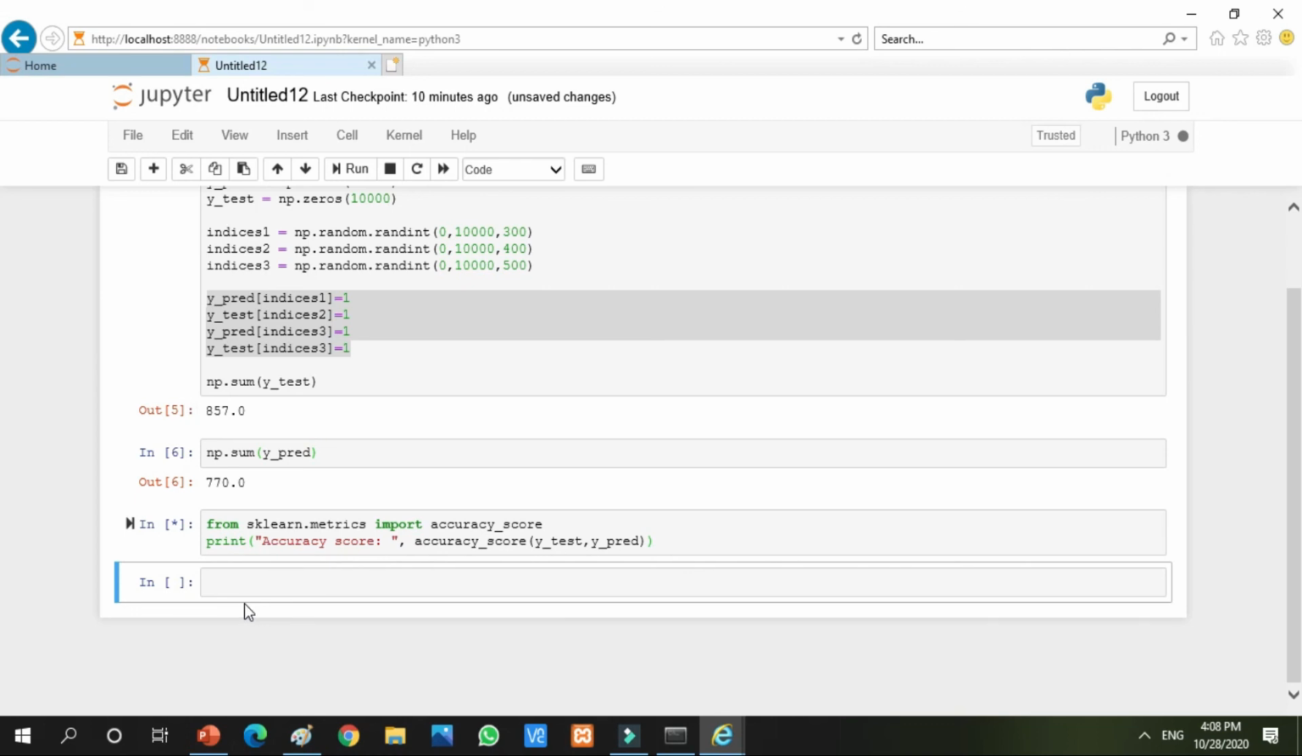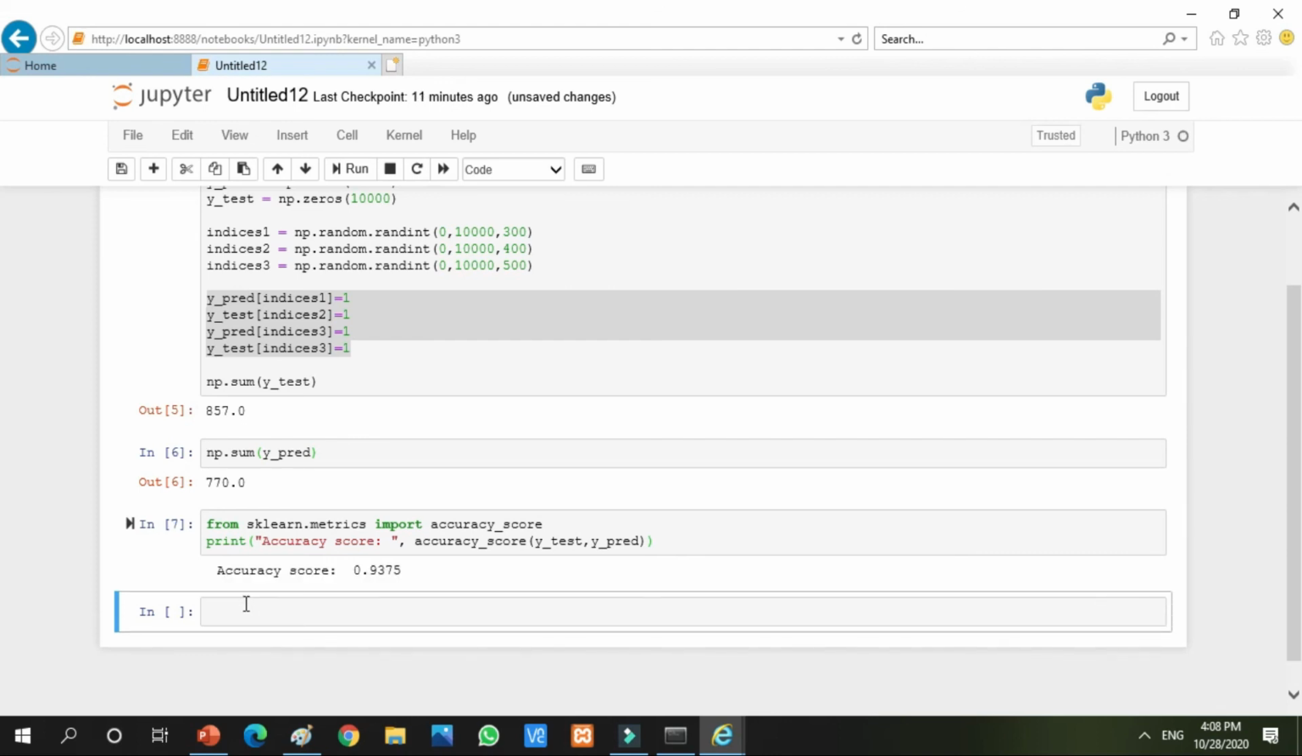It is running, and we have imported accuracy score from the Python library named sklearn. So let us look at the screen and see what our actual data is. The accuracy score is in front of you. It is 0.9375.